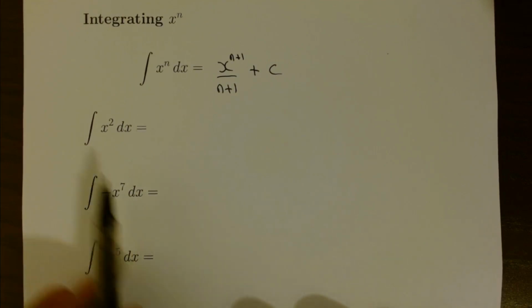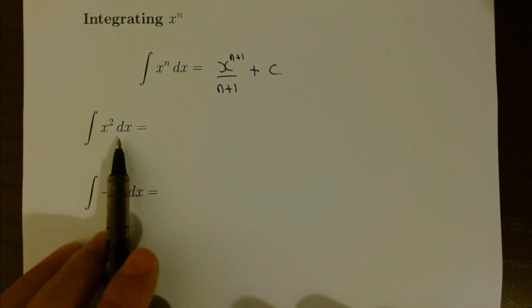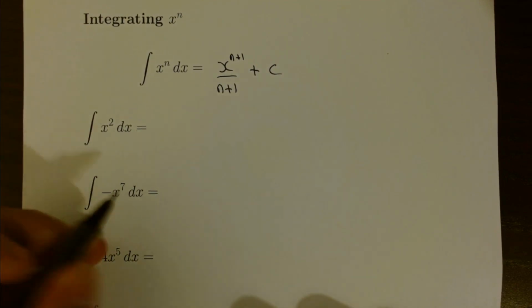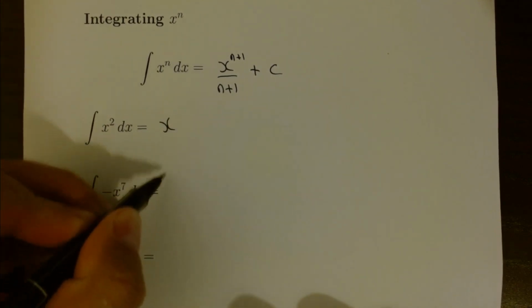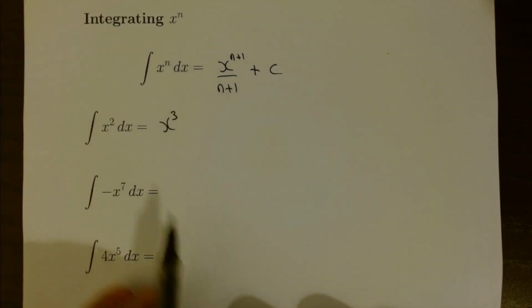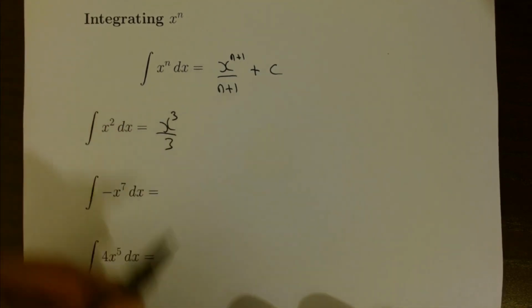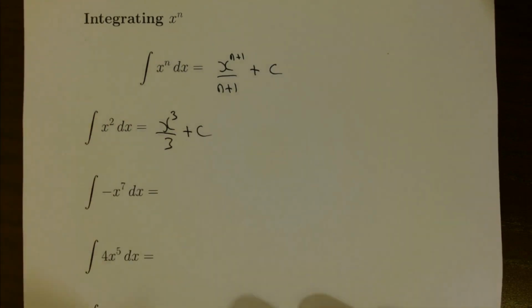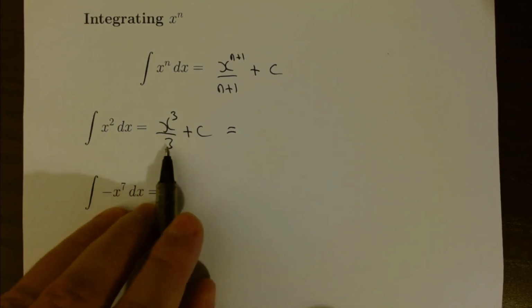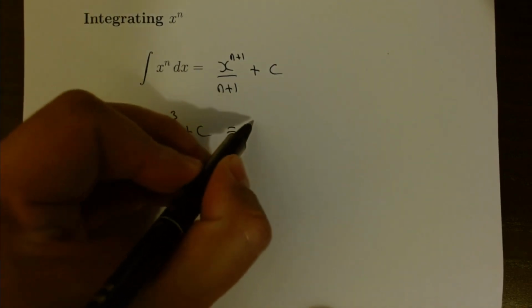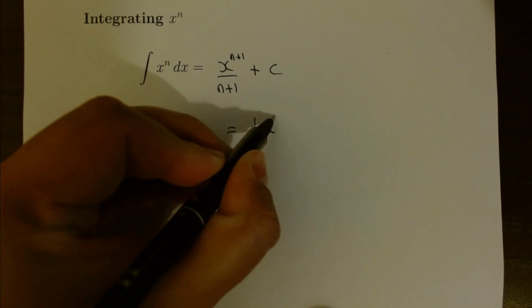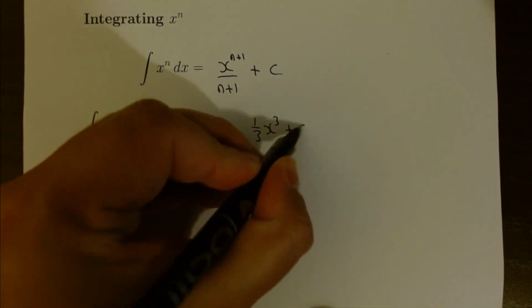So the first example, we want to integrate x squared with respect to x, so we get x, add 1 to the power, so the 2 becomes a 3, and we divide by that 3, and then we do a plus c. And that's all there is to it. And then we can just simplify this. So the over 3 becomes a 1/3. So we have 1/3 x cubed plus c.